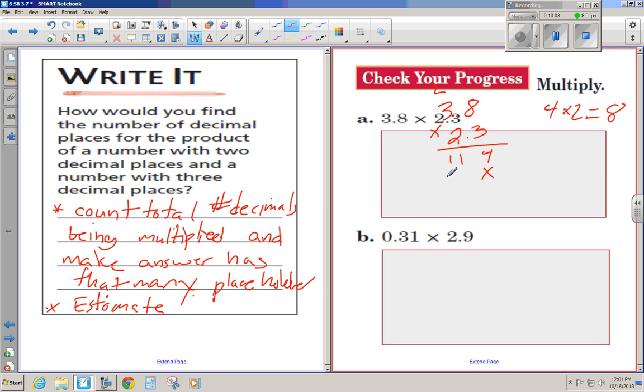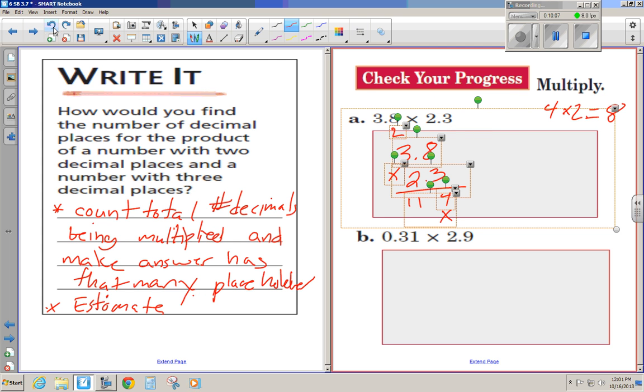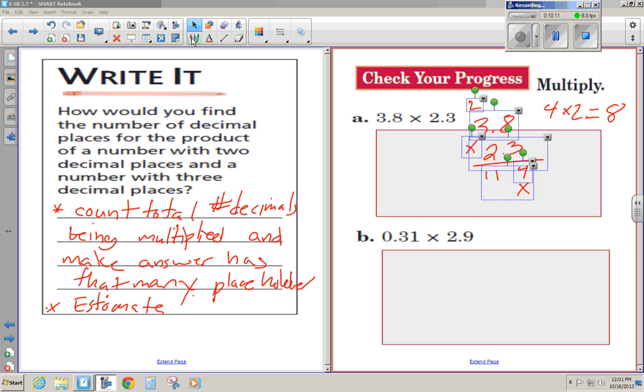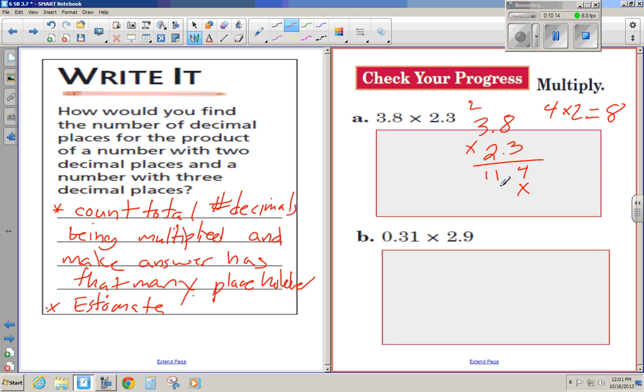Sorry for moving all that around. Oops, didn't do it quite right. All right, and then 2 times 8 is 16. That's 6 and a 7. So let's add this up. 4, 7, 8. My answer should be close to 8, so it's definitely not 87. It's definitely not 0.8. So that means I can feel comfortable putting the decimal point between the 8 and the 7.